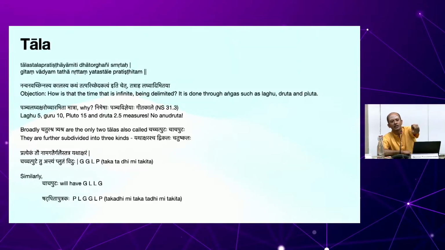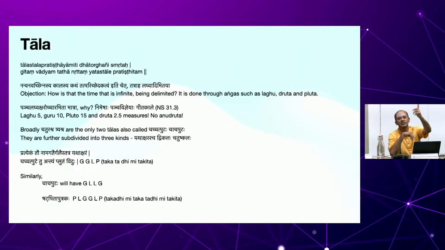For example, Chachat Putetu Antyam Plutam Viduhu. In Chachat Putatala, the last beat will become Pluta. Let's take Chachat Puta itself. Chat, Chat, Pu: Guru, Guru, Laghu. And the last one will be Pluta because it's an exception. Guru has 2 beats, considering Laghu as 1 and Pluta as 3. 1 2 1 2 1 2 3, takata dhimi takita takata dhimi takita takata dhimi takita, Chaturashra.